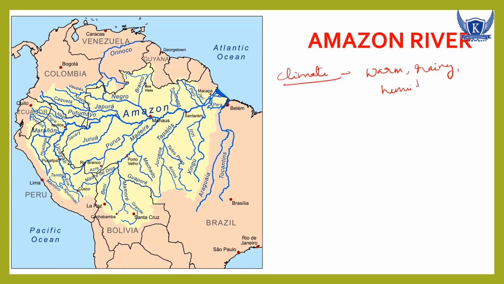Now, if you see the northern part of the river, there you can find the length of the day and night are equal. Where we generally find this kind of climate, where the length of the day and night are equal, generally we find them on the equator.